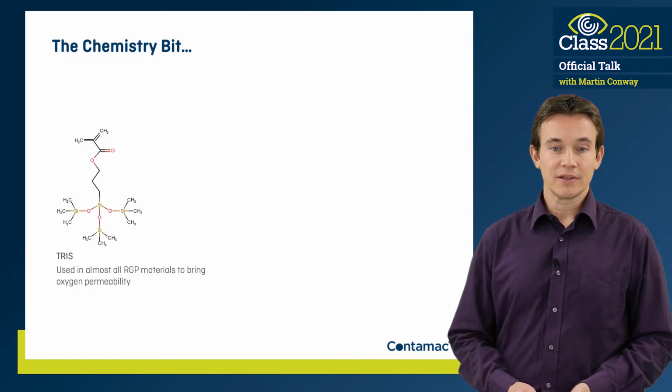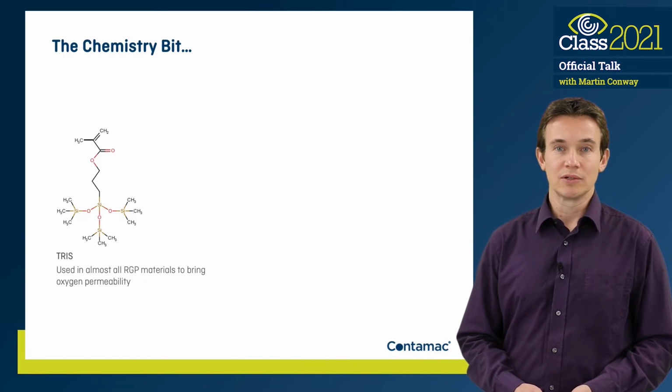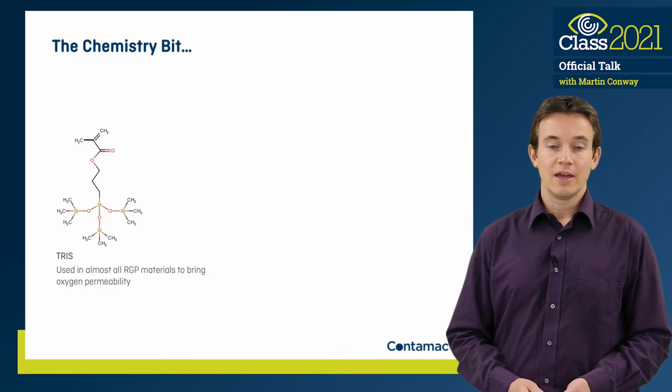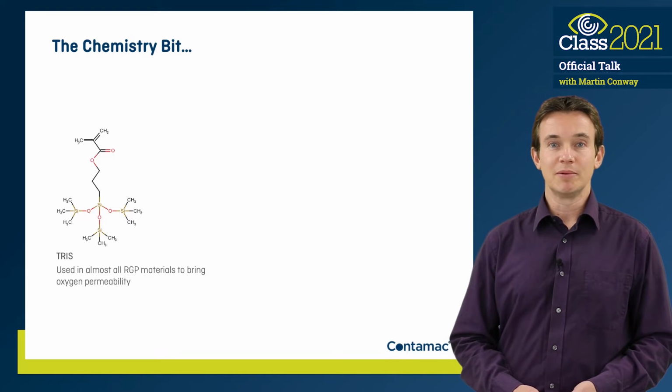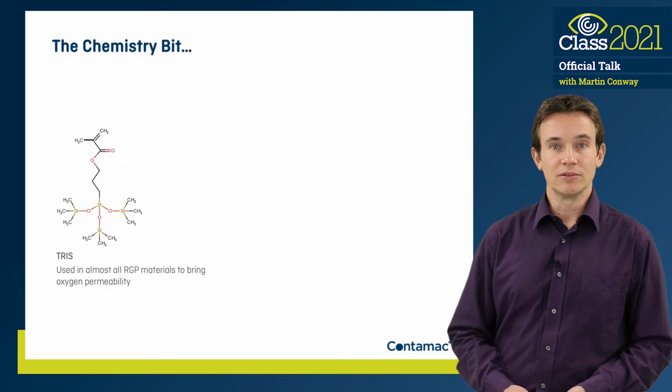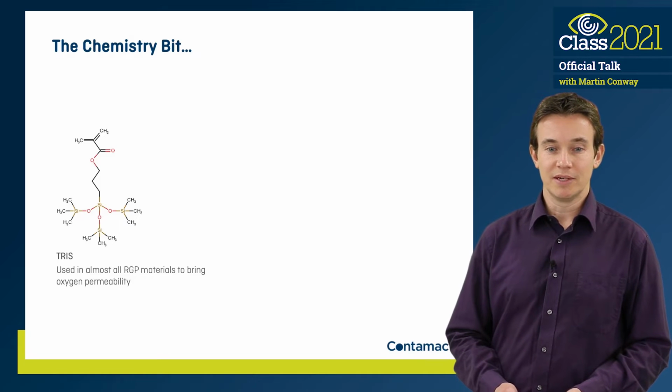So this slide shows a chemical structure of a molecule called tris. Tris is added to almost all RGP materials in order to impart oxygen permeability. But it's not the only way we can introduce oxygen permeability into a contact lens material.